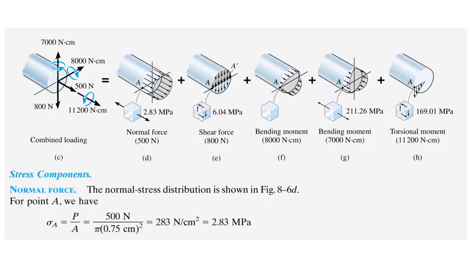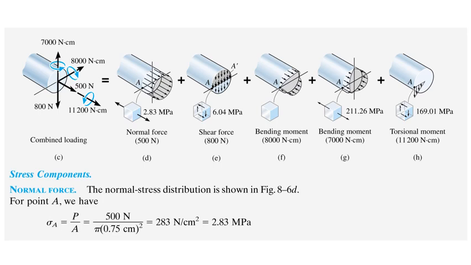So this here shows the effect of each individual loading or reaction force. We have the normal force effect due to 500, which gives 2.83 megapascal. We have the shear stress due to the shear force 800 newtons, which is 6.04 at point A. We have the bending moment due to 8,000 Newton centimeters, which is zero because it's at the neutral axis. We have a bending stress of 211.26 due to the bending moment of 7,000 Newton centimeters.